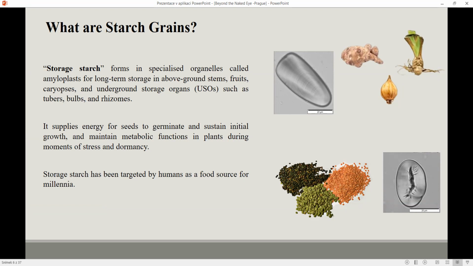And this is the kind of starch that has been targeted by humans for millennia as a food source, and nowadays it contributes to the caloric intake of many people around the world. Basically, wheat and barley, this is pure starch.